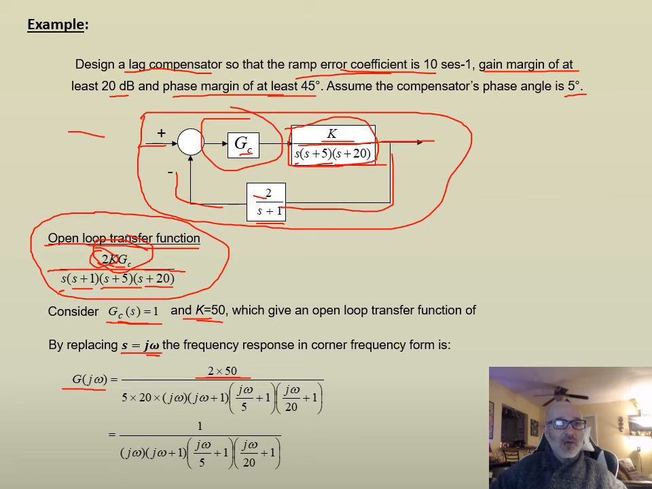All divided by, now we have our 5 times 20 from the information in our problem statement, times J omega, times J omega plus 1, times J omega over 5 plus 1, times J omega over 20 plus 1, which we can rearrange and simplify. We can see a couple of things are going to cancel on the top and bottom, so that's going to cancel with that. It's going to leave us a 1 in our numerator, times J omega, times J omega plus 1, times J omega over 5 plus 1, times J omega over 20 plus 1.